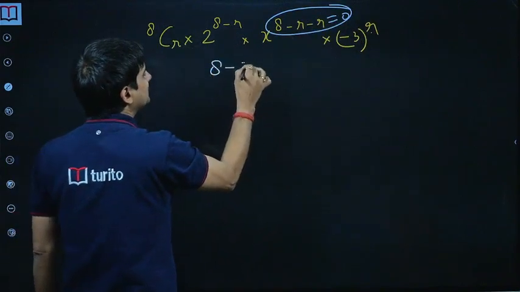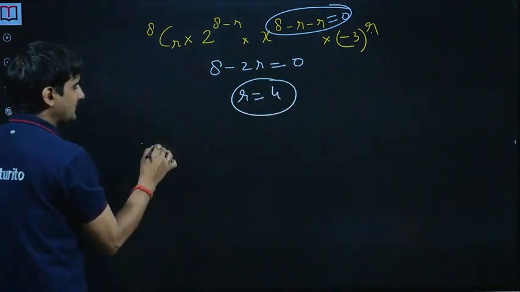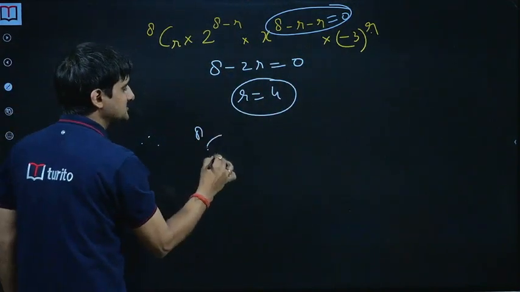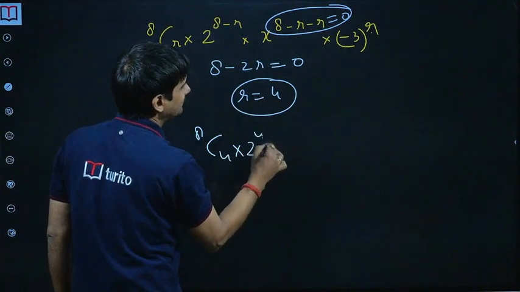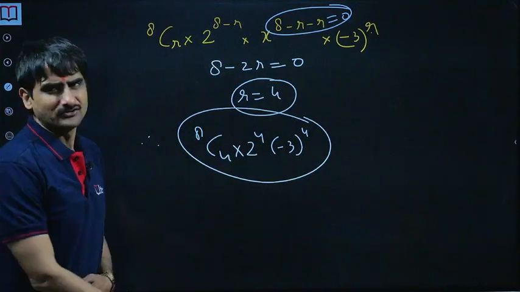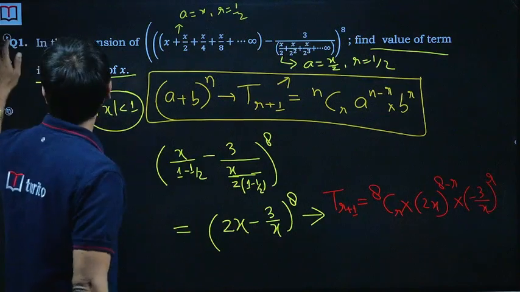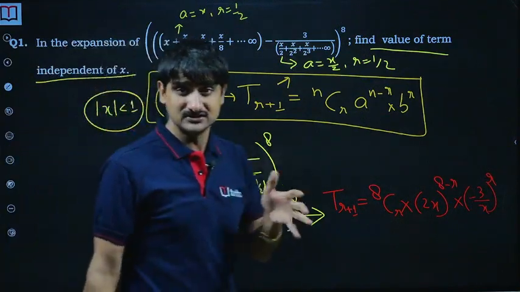So 8 minus 2r equal to 0. So r is equal to 4. Therefore the constant term is 8C4 into 2 raised to the power 4 into minus 3 raised to the power 4, and that's it. Depending on the option, we'll be simplifying it. So that's one question based on the general term of the expansion.